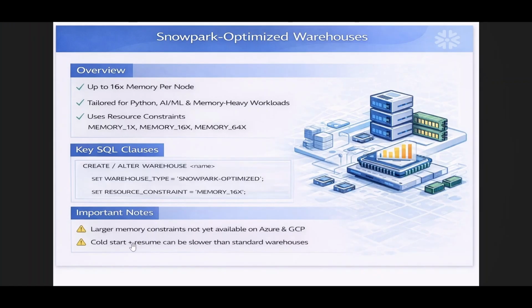These warehouses can have slightly slower cold starts, and some of the higher memory configurations aren't available in all regions yet. So the idea here isn't that Snowpark-optimized warehouses replace standard ones, but that they give you a specialized tool when your workloads are memory bound rather than CPU bound.